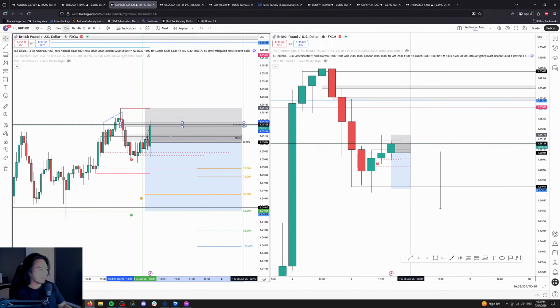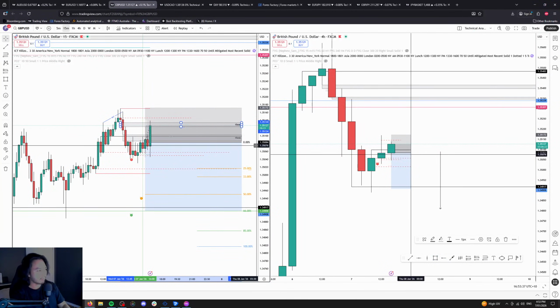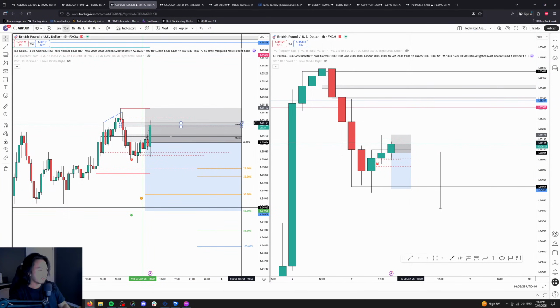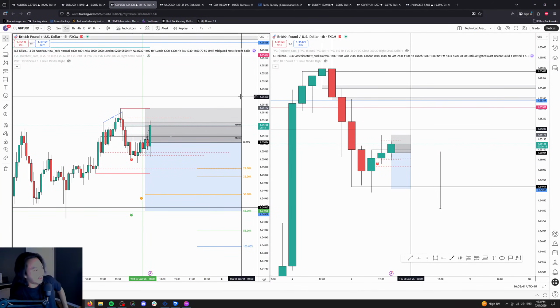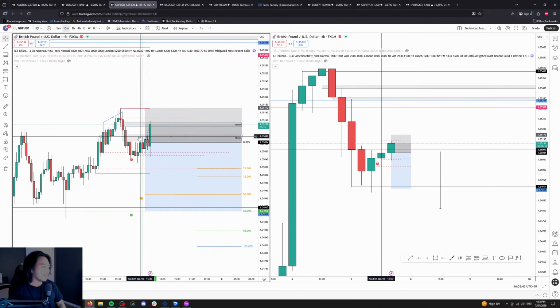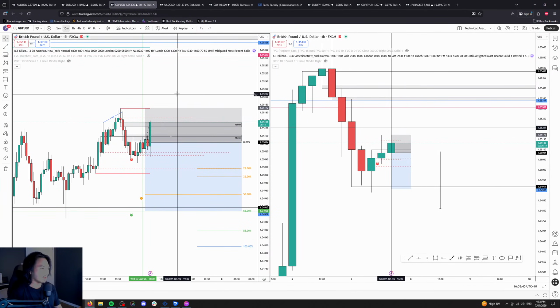So there's actually another fair value gap here that price could react to, but you know, I think if we're closing above this one, then I do think this is probably going to be a stop.